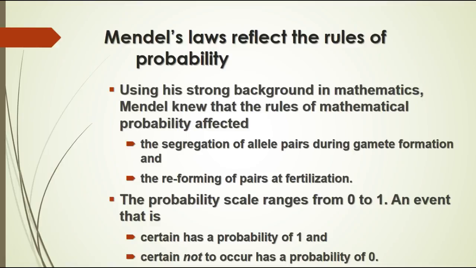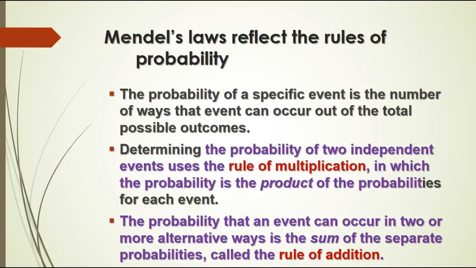One thing that Mendel had was a very strong background in mathematics, and he used the laws of probability to determine what the outcomes were. So you can look at the way probability works and kind of figure out what's going to happen out of the total possible outcomes. When you figure out the probability of two independent events, this uses the rule of multiplication, in which the product of the probabilities is going to give us the final probability. And the probability that an event can occur in two or more different ways is the sum of the separate probabilities. This is called the rule of addition.